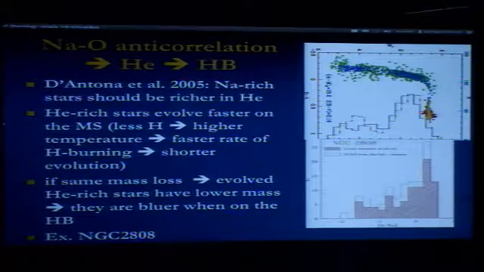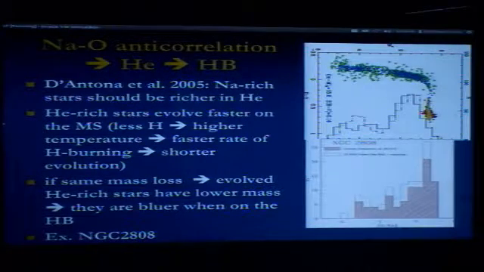Well, but there are more important facts. Another very important fact is that if you change in some way the sodium abundance, you expect also to change the helium abundance in some way. This is an important consideration because it leads to another family of consequences on the multiple populations.